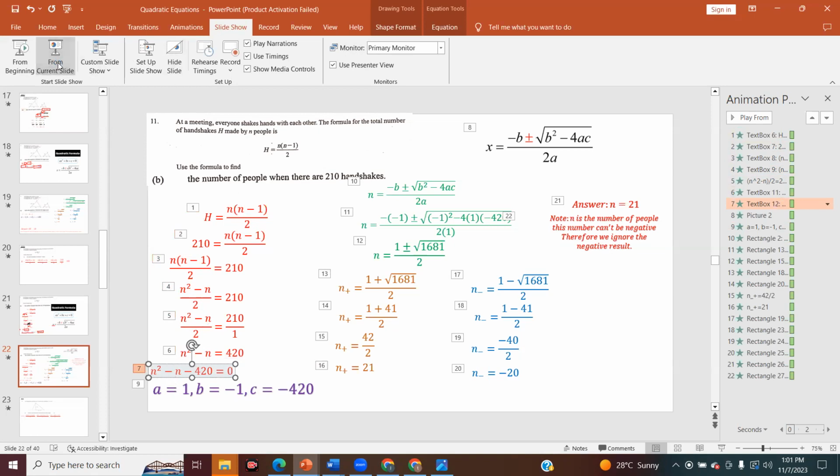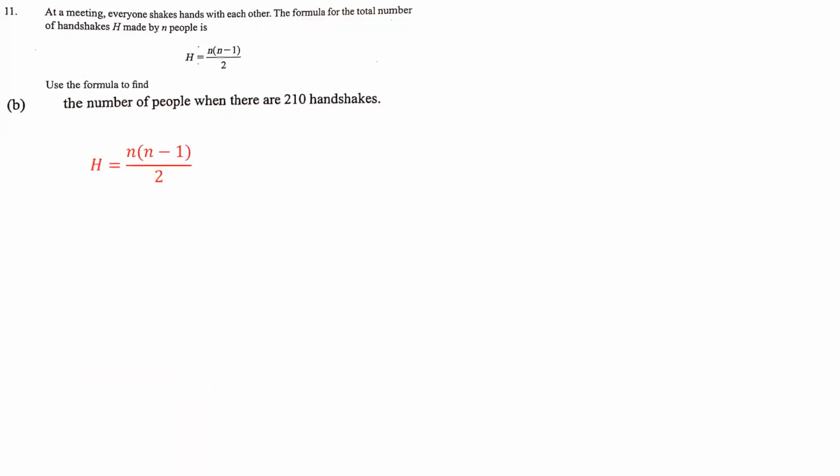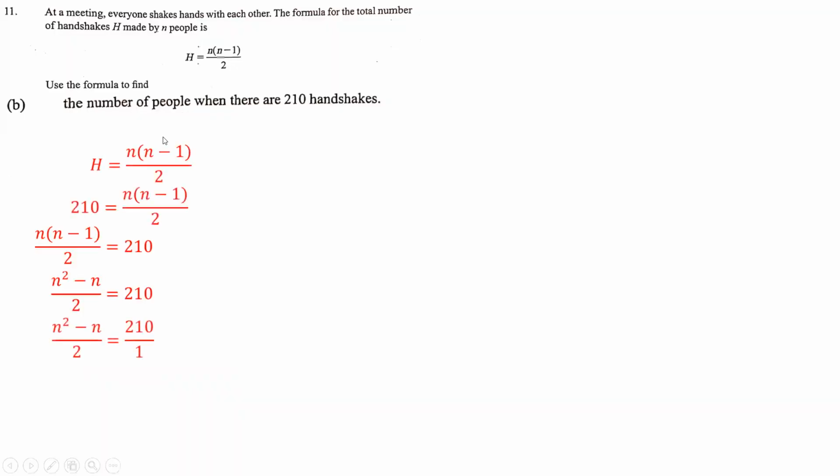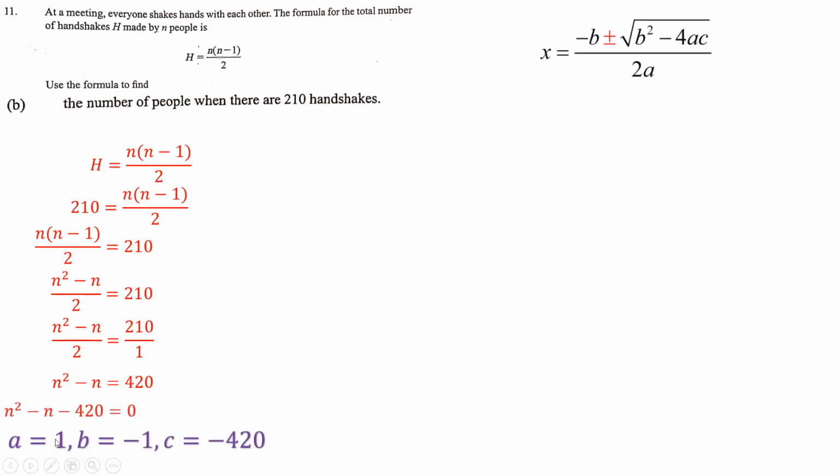So let me repeat that step just so we can be on the same page. As we know, we keep the negative instead of the positive, and we multiply n times n squared minus n all over 2. We cross multiply, we get n squared minus n. We send the 420 over. Good. And we get that A is equal to 1, B is equal to negative 1, and C is equal to 420. Okay, good.